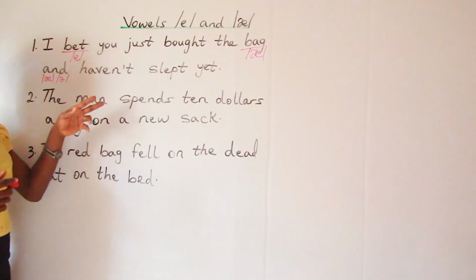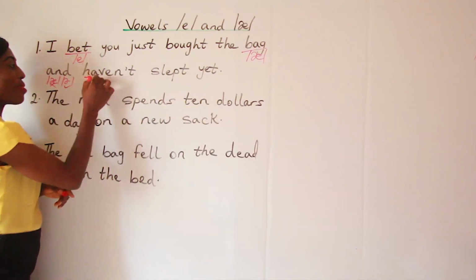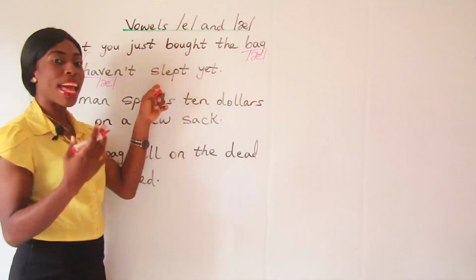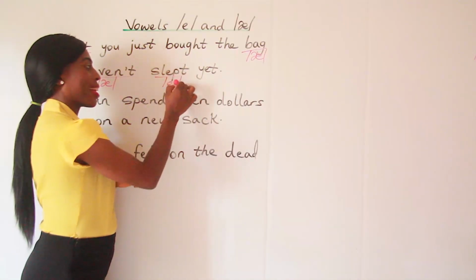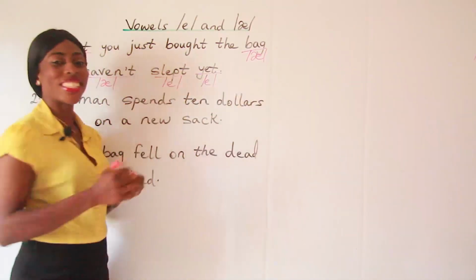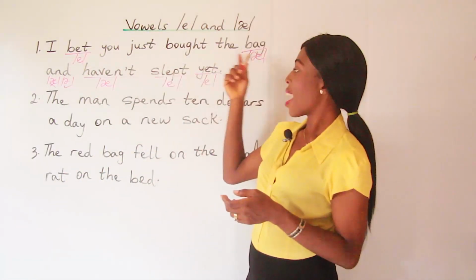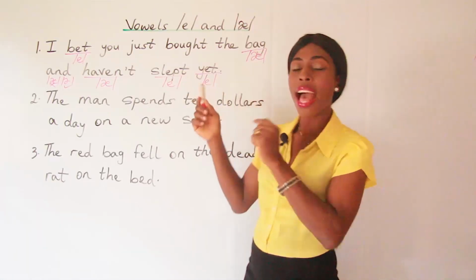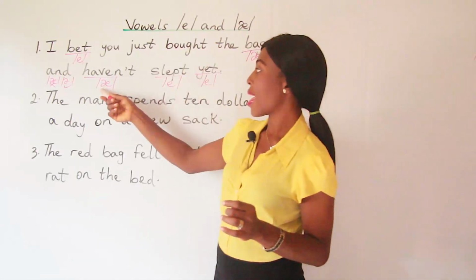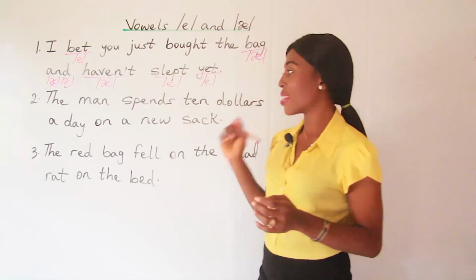Haven't. What sound can you hear? /æ/. Good. Slept. You hear the sound /e/. Yet. /e/. Good. So in this sentence, you have bet, slept, and yet, having the /e/ sound, and words like bag and haven't have the /æ/ sound. I hope you're following.